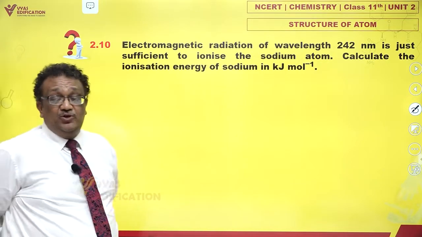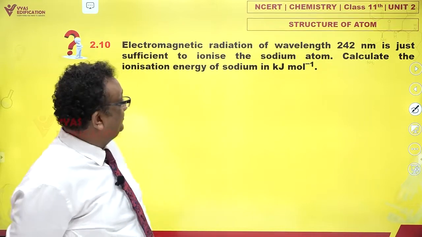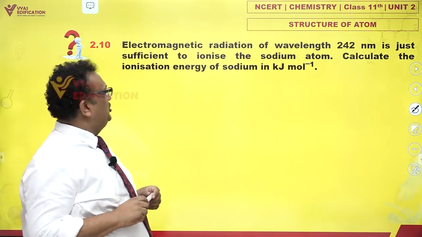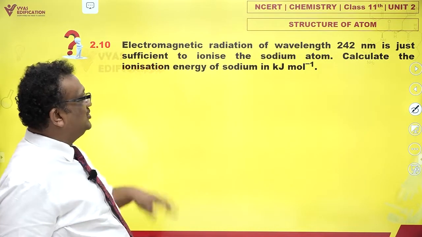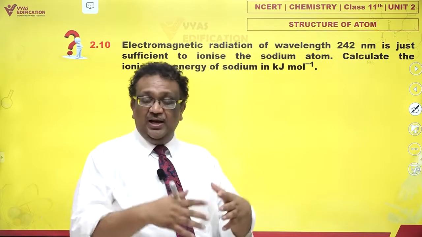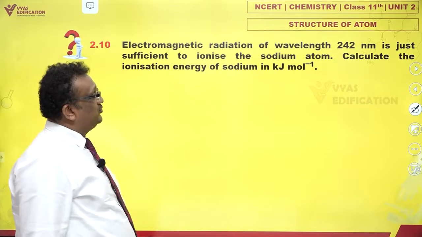Well, this is a question which mentions something funny. It talks about ionization energy. Let's see what it says. Electromagnetic radiation of wavelength 242 nanometers is just sufficient to ionize the sodium atom. That means it gives you just sufficient energy so that the electron from the sodium atom can just run away. Calculate the ionization energy of sodium.